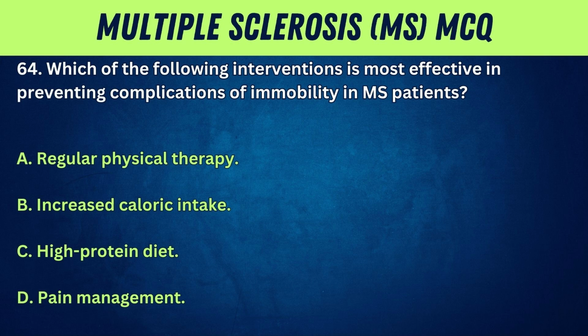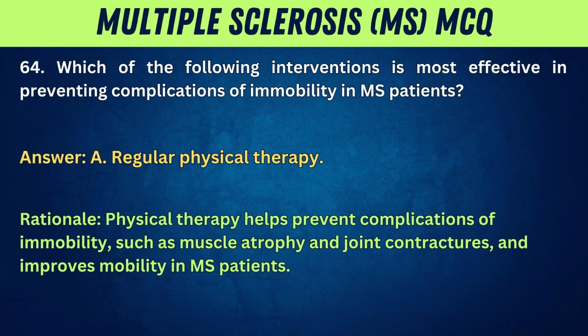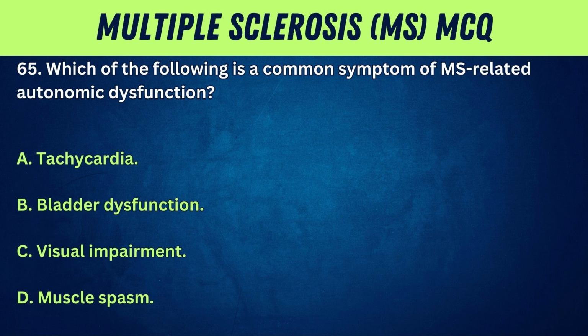C. High-protein diet. D. Pain management. Answer: A. Regular physical therapy. Rationale: physical therapy helps prevent complications of immobility, such as muscle atrophy and joint contractures, and improves mobility in MS patients.